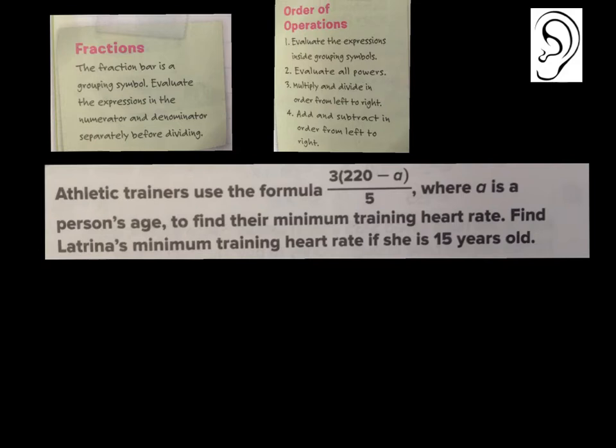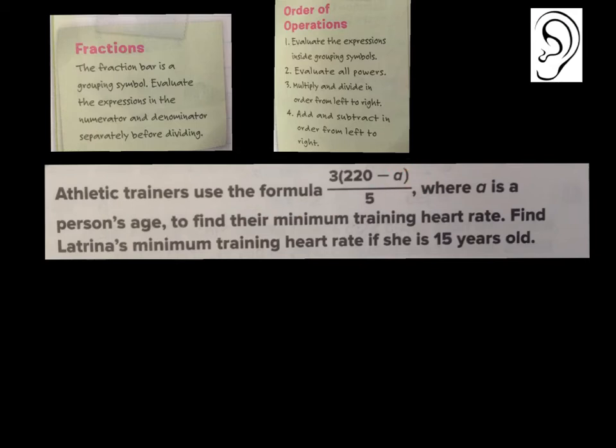So now, if we see this example problem, you're just listening to this one. I don't need you to write this one down, but I just want to make sure that you have exposure to it. Athletic trainers use the formula 3 times (220 minus A) divided by 5, where A is a person's age, to find their minimum training heart rate. Find Latrina's minimum training heart rate if she's 15 years old. So we substitute in 15 for A.